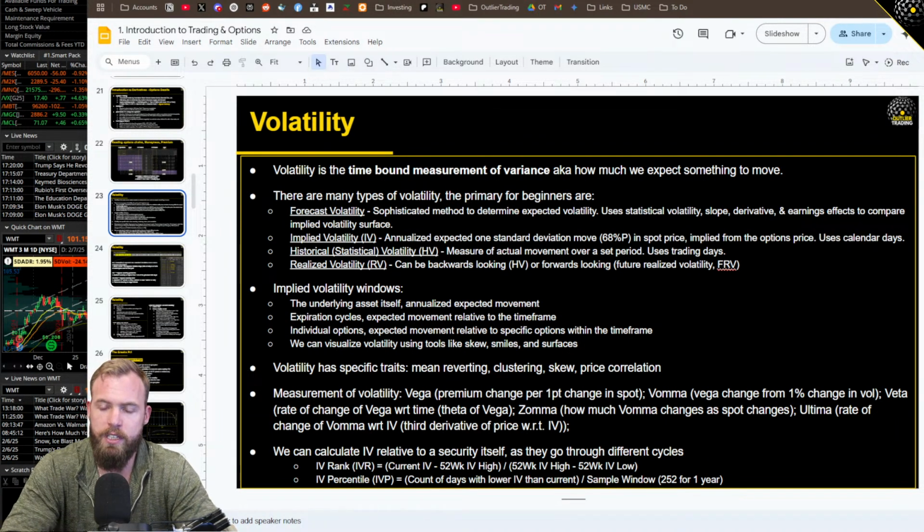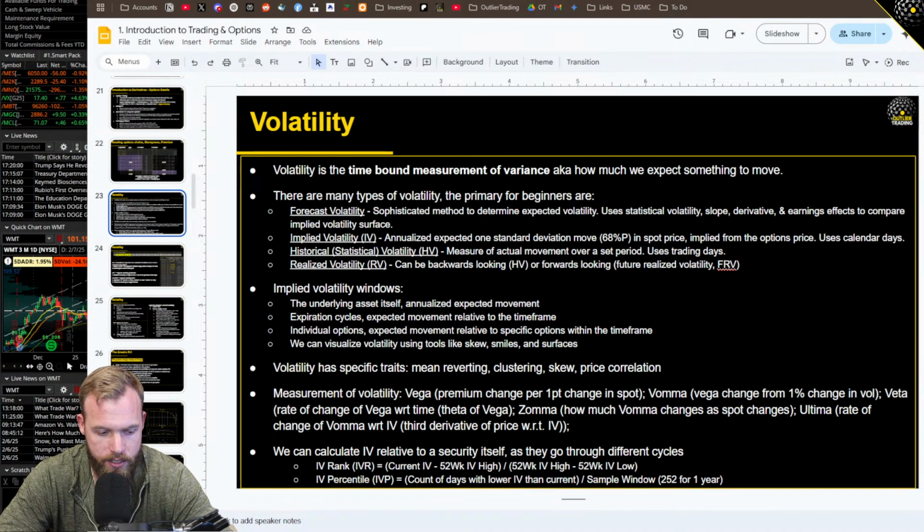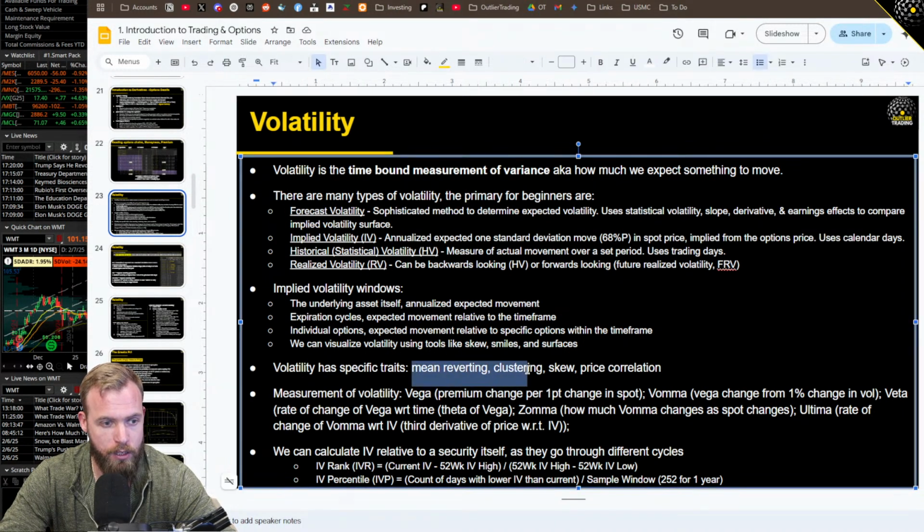We have to talk about some of the key behavior of volatility. The reason why this is so important is because volatility has some of the most predictable movement patterns that exist in markets. So we have to acknowledge that so that therefore we can try to take advantage of it. So volatility is mean reverting.